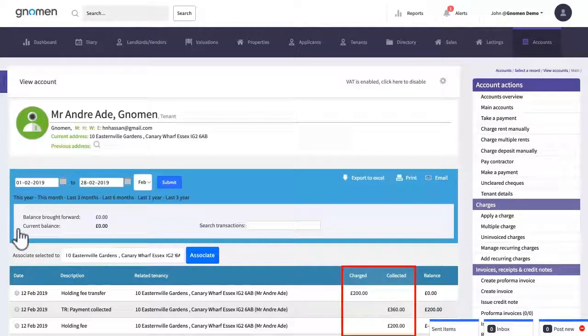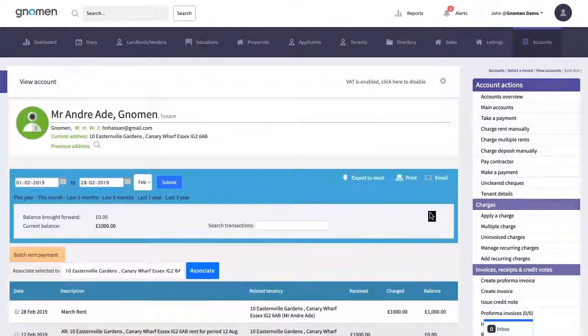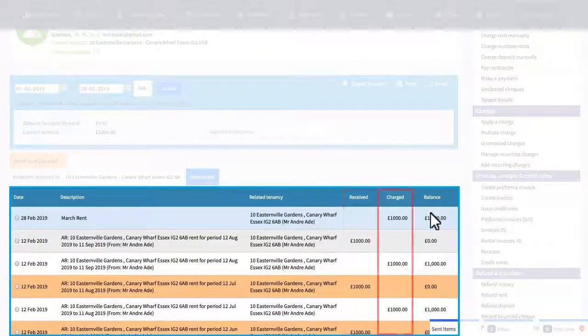So if you need to receive money from the tenants for repairs, for example, you would first need to apply a charge that will put the tenant's account into negative, and you will then receive a payment against that charge, which will then balance the tenant's account. Now the rent due account is where rent is charged and rent money is then received against those charges.